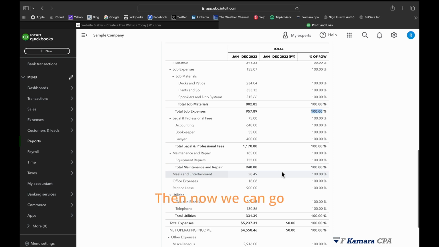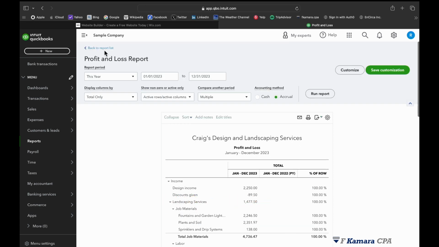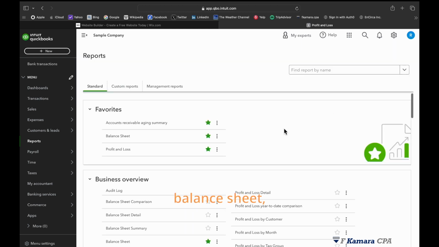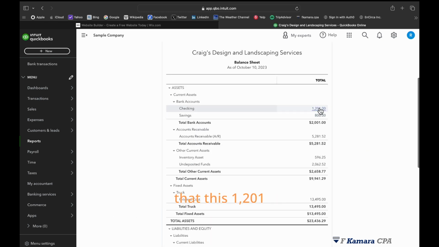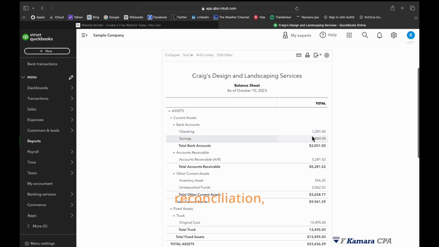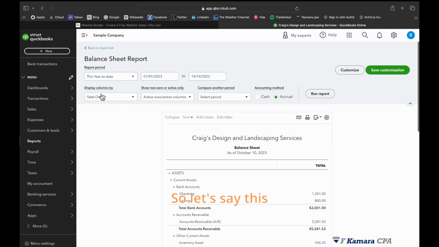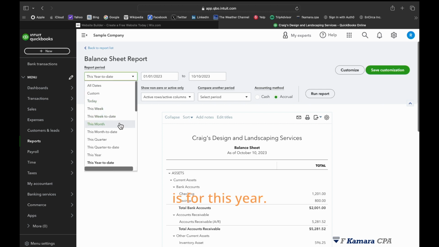Then now we can go back to analyze the balance sheet. To analyze the balance sheet, we can look at each bank account and also credit card account. We want to make sure that this 1,201 agrees to our reconciliation, to the register. That is, we tie it to the subsidiary ledger. Okay, we tie this 1,201. So let's say this is for this year.